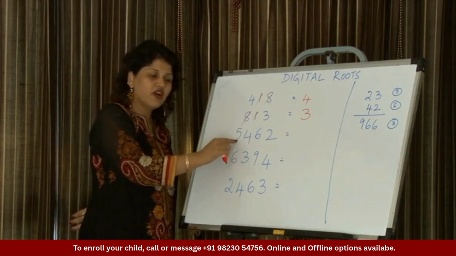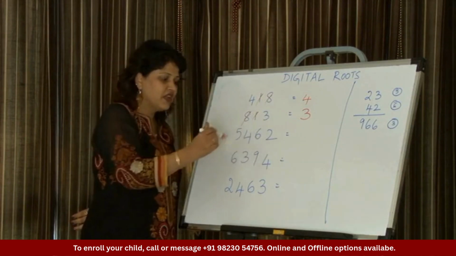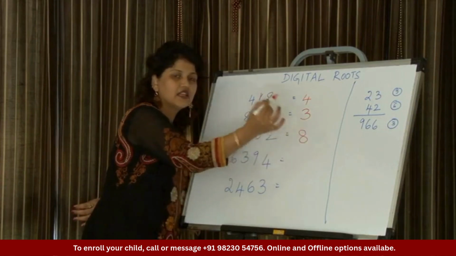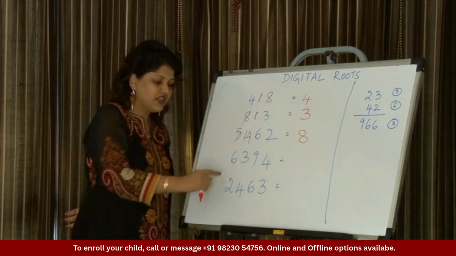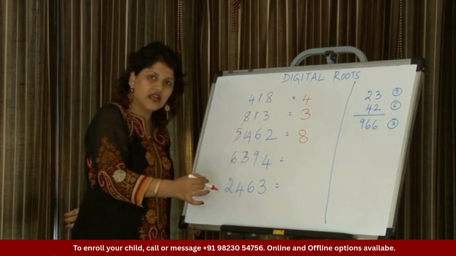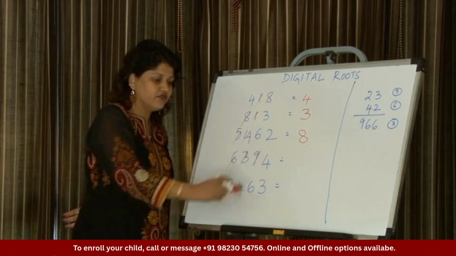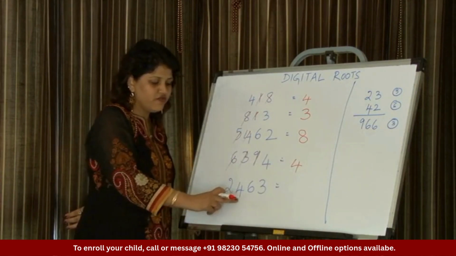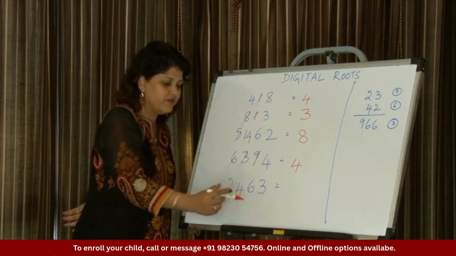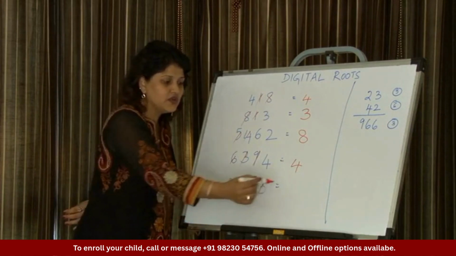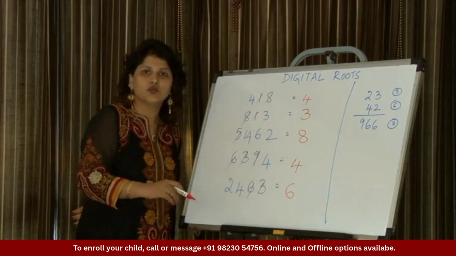If I have a number like 5462, 5 and 4 are 9, 6 plus 2 is 8, so 8 is my digital root. 6394: 6 and 3 is 9, 9 by itself, so 4 is the digital root. 2463: 6 and 3 total to 9. Cast it off. 4 plus 2 is 6, my digital root.